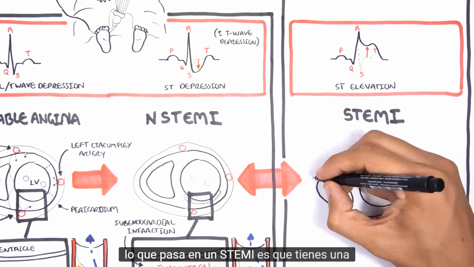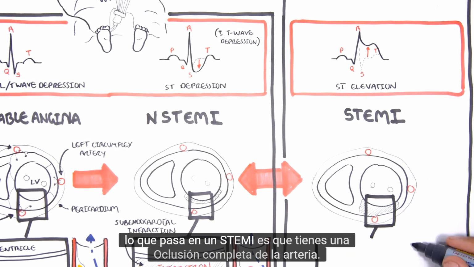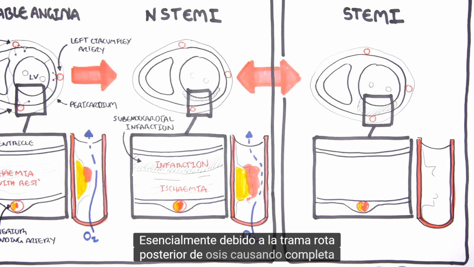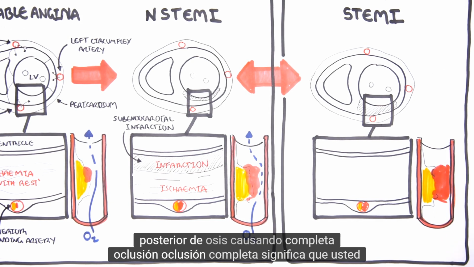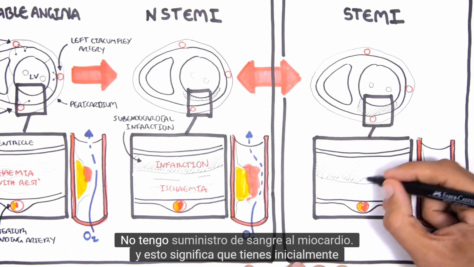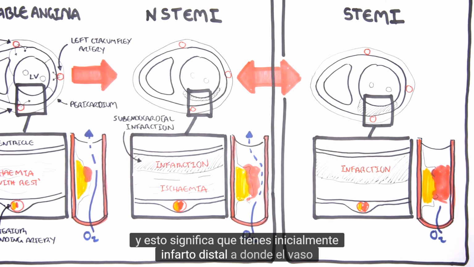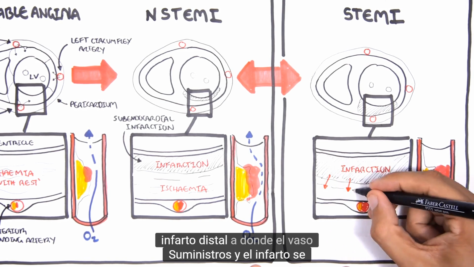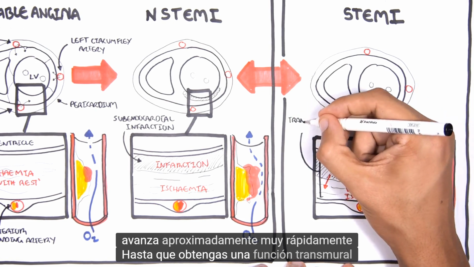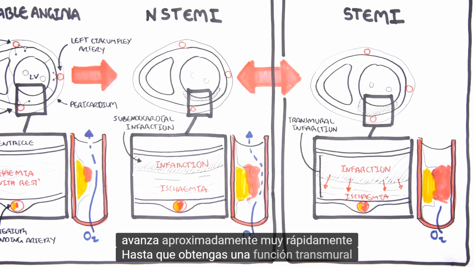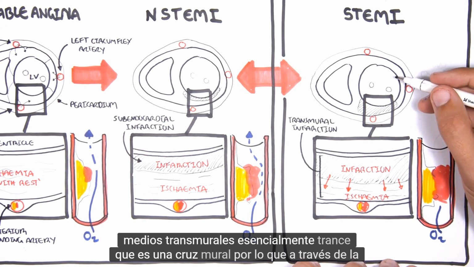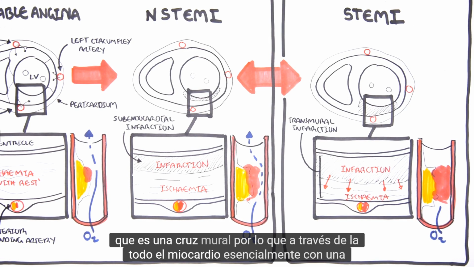What happens in a STEMI is you have a complete occlusion of the artery essentially because of the ruptured plaque, subsequent thrombosis, causing complete occlusion. Complete occlusion means you have no blood supply to the myocardium, and this means you have initially infarction distally to where the vessel supplies, and the infarction will progress proximally very rapidly until you get a transmural infarction. Transmural means essentially trans, which is across, mural, so across the whole myocardium essentially.